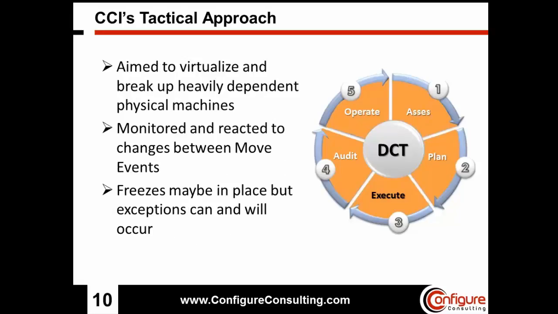So when it comes to executing the move, a move doesn't happen all at once. Like we mentioned, we have these move events that are scheduled to go, and the difference between the first move event in time to the final move event could be 6 months to a year. And we all know that no environment is going to stay static and remain still throughout that duration. You may put change freezes in place, but we do know that exceptions can and will occur. So we need to adapt to those changes.